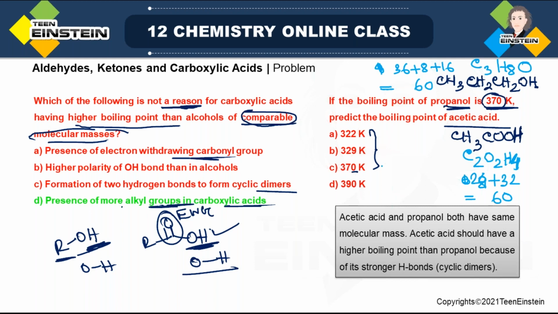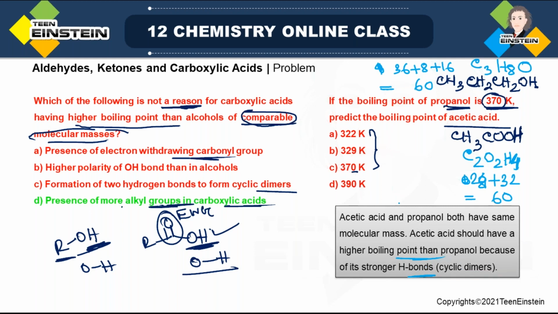So in this way you can understand, as they have the same molecular mass, even if it is not exactly the same, if it is very close to each other, then also you can apply the same logic. Acetic acid will have a higher boiling point because propanol is an alcohol. So in alcohol, hydrogen bonding is possible, but its strength is not like the hydrogen bond that you can find in acetic acid, that is, carboxylic acid.